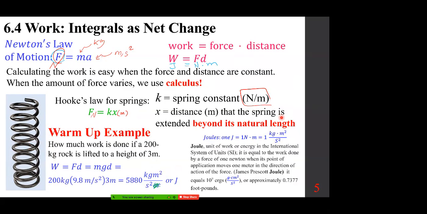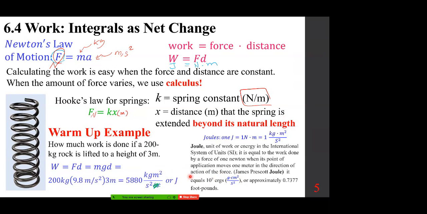So joule, unit of work or energy in the International System of Units, SI or metric system, is equal to the work done by a force of 1 Newton when its point of application moves 1 meter in the direction of action of the force. It's named after the English physicist. It's equal to 10 to the power of 7 ergs. If instead of kilograms you go with grams, and instead of meters you go with centimeters, that's what you get.